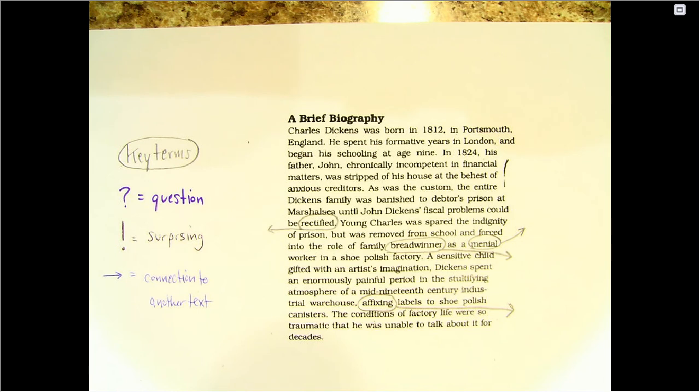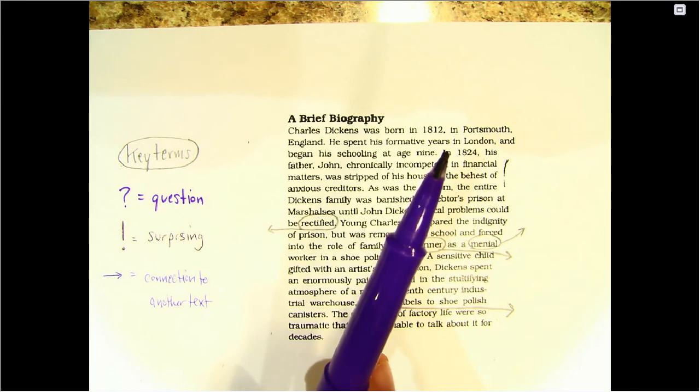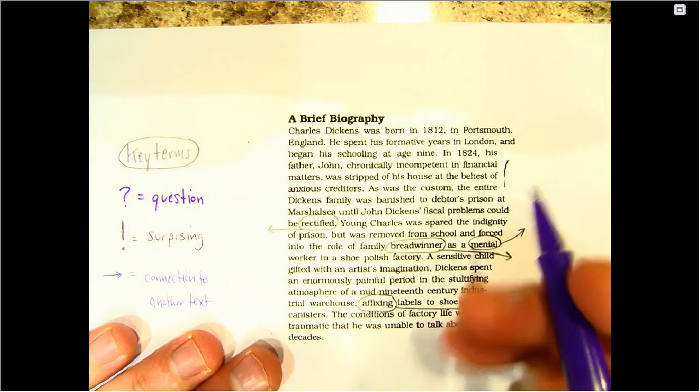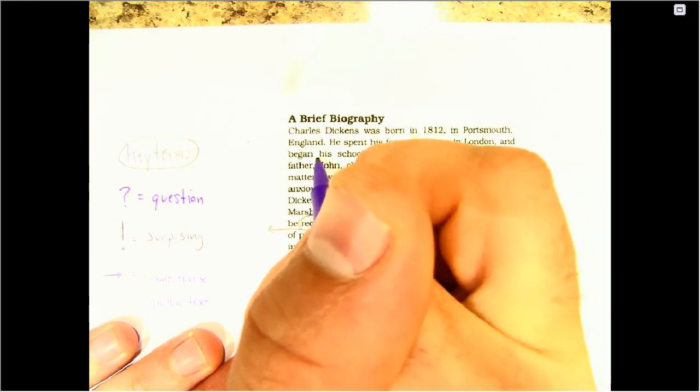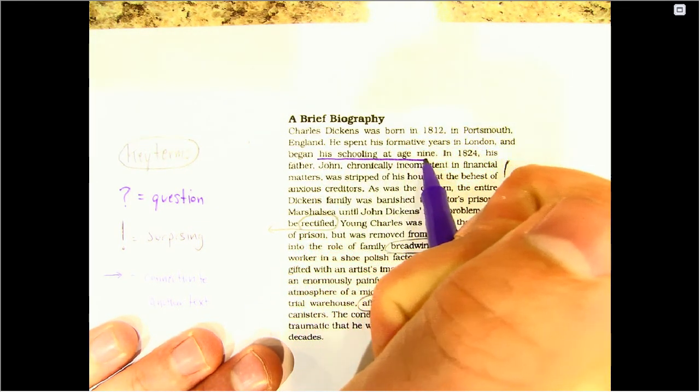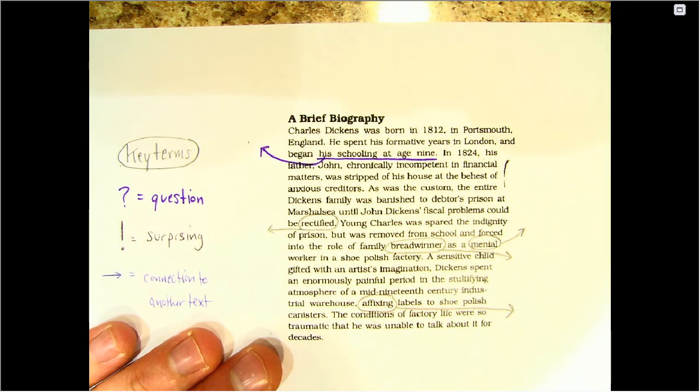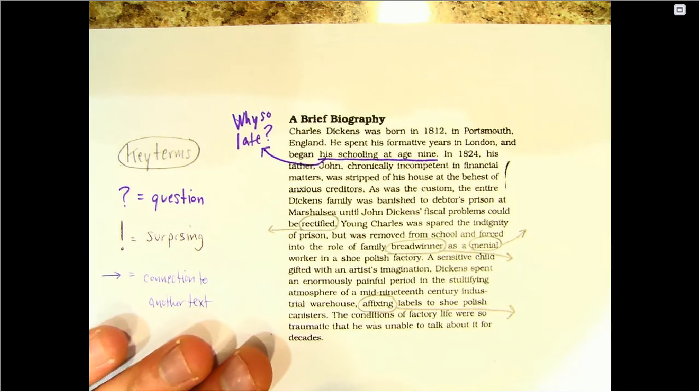The next thing I'm going to use is I'm going to go back to my purple pen, and I'm going to look for anywhere that I might have a question about the text. So I'll start up here, and the first question I have is I noticed that he began schooling at age 9. So I would underline that with my pen, draw an arrow to the margin, and I might simply write why so late, as in why did Charles Dickens start school so late at the age of 9?